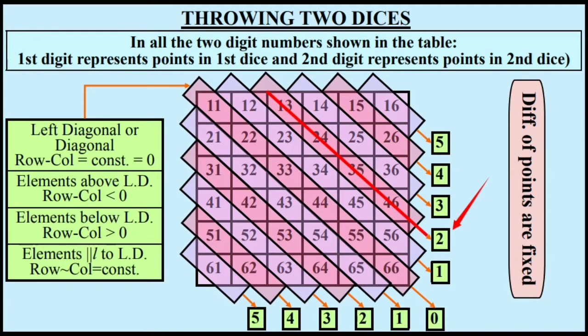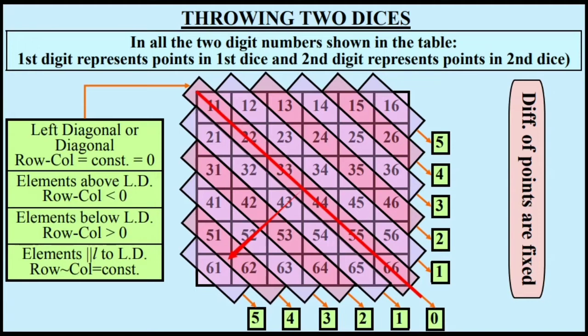So altogether it is clear that if we take elements on the left diagonal, the difference of points is 0. If we take any other line parallel to the left diagonal, for the elements falling on that line, you will find the difference of points fixed. We can use this concept in solving some questions on probability. Next, all the elements falling below the left diagonal, you will find some similarity: in all the elements below the left diagonal, the points obtained on the first dice are greater than the points obtained on the second dice.